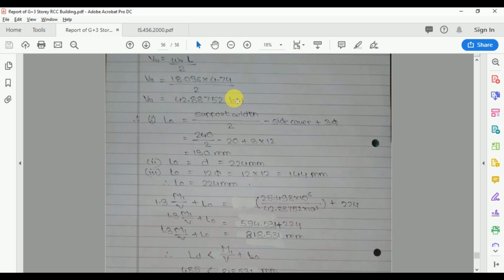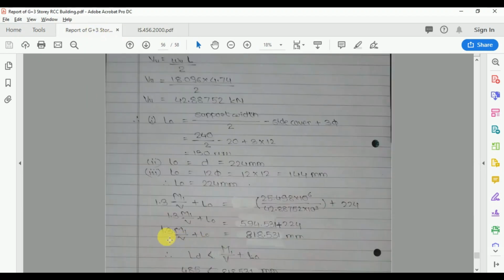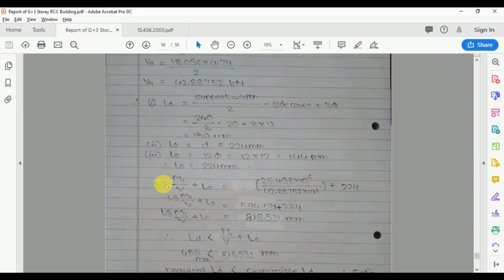So by considering these three values, we need to input them in the equation. The codal provisions of the Indian Standard state that the value of M1 upon V in the above expression may be increased by 30% when the ends of the reinforcements are confined by compressive reactions. Here the reinforcements will be at the column, hence we need to consider the 30% extra on the M1 upon V value. Hence 1.3 into M1 upon V plus L0 is the equation.